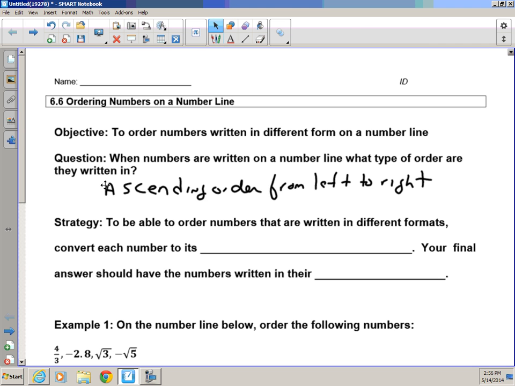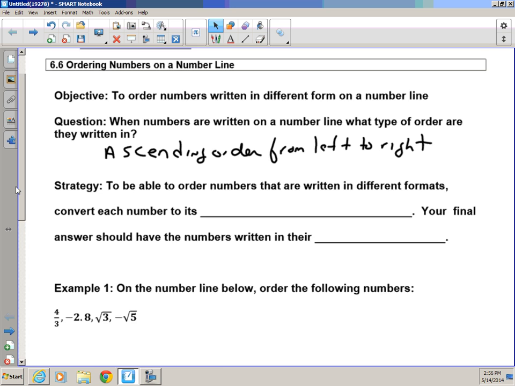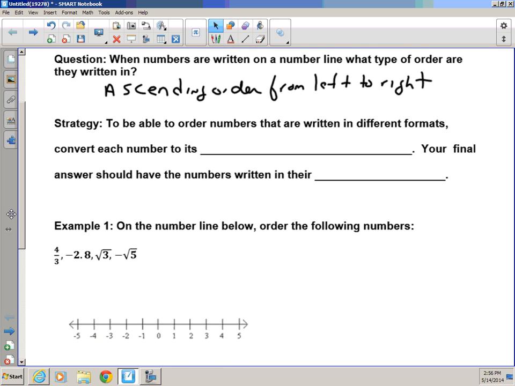Okay? Now, what's our strategy? Well, when we say numbers are going to be written in different forms, what we're talking about is the numbers can be written as fractions, they can be written as decimals, they can be written as radicals. So the easiest thing to do for all of these is to convert each number to its decimal equivalent. And the reason is that not all these numbers can be written as a fraction.